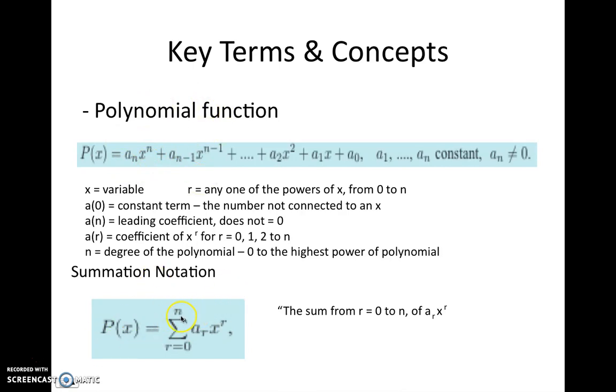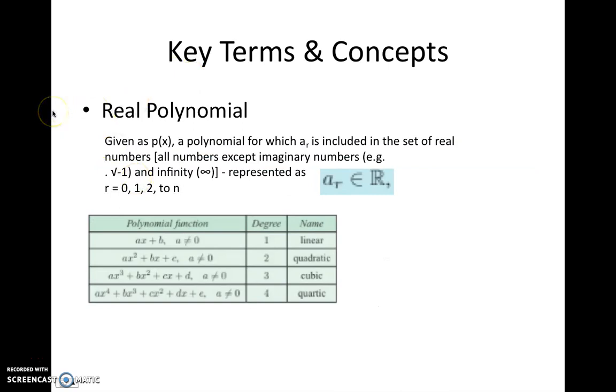Summation notation is the same, where n and r are all the same, as shown in the polynomial function. Real polynomial, it's given as p(x), a polynomial for which a_r is included in the set of real numbers. It's shown as this. And that is all numbers except for imaginary numbers, for example, square root of -1, which gives you an error message, and infinity, which cannot really be given a numerical value. It's represented as r is from 0, 1, 2 to the highest exponent.